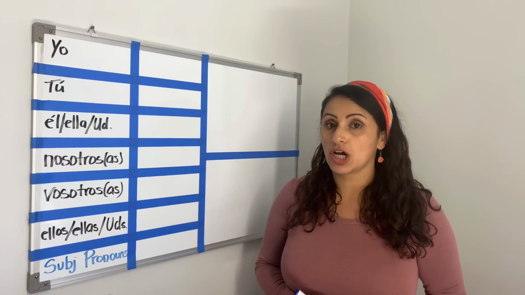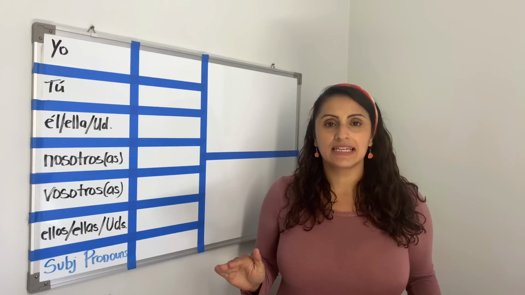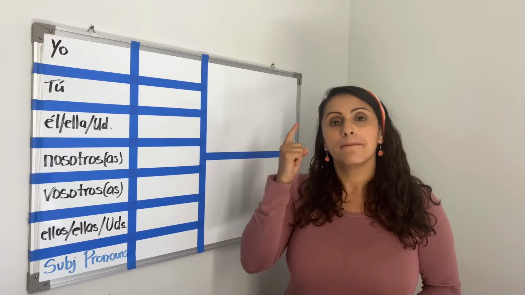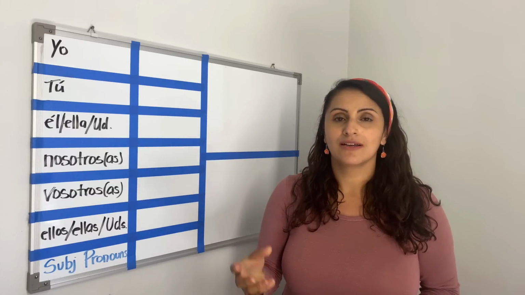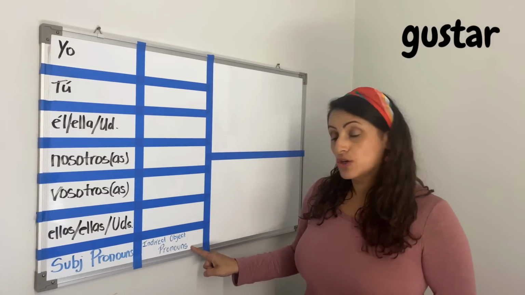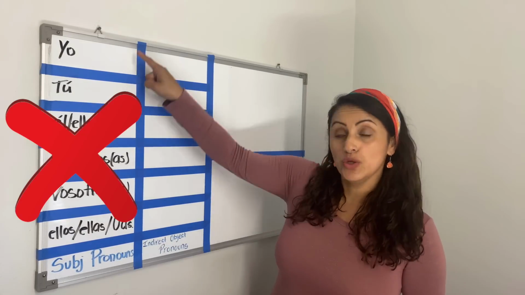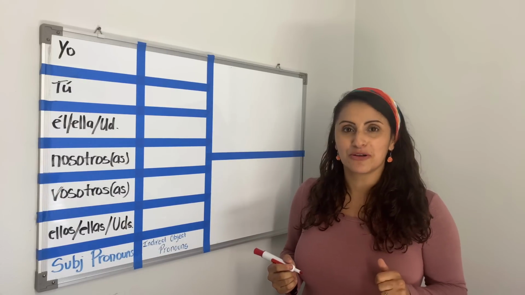Those are going to be called indirect object pronouns. We are not going to get into the grammar of them yet. There will be a lesson coming up on that, but I want you to remember what they're called so when we use them, you can recall this video. So with the verb gustar, we will use the indirect object pronouns. Please do not use the subject pronouns. So let's learn those indirect object pronouns together.